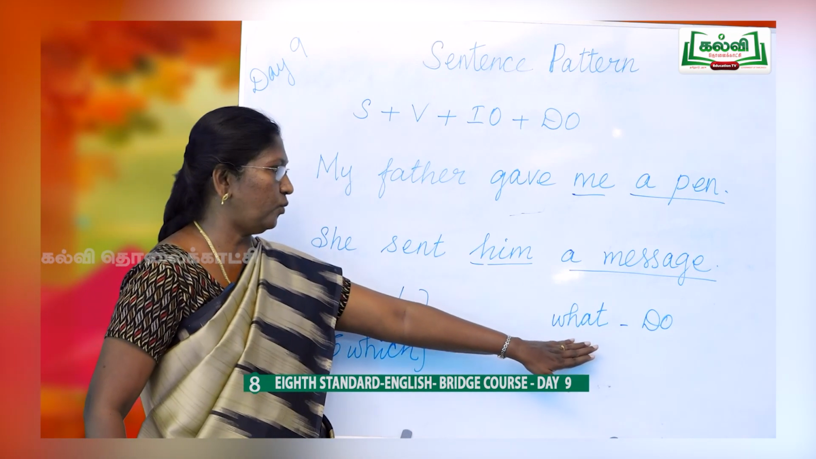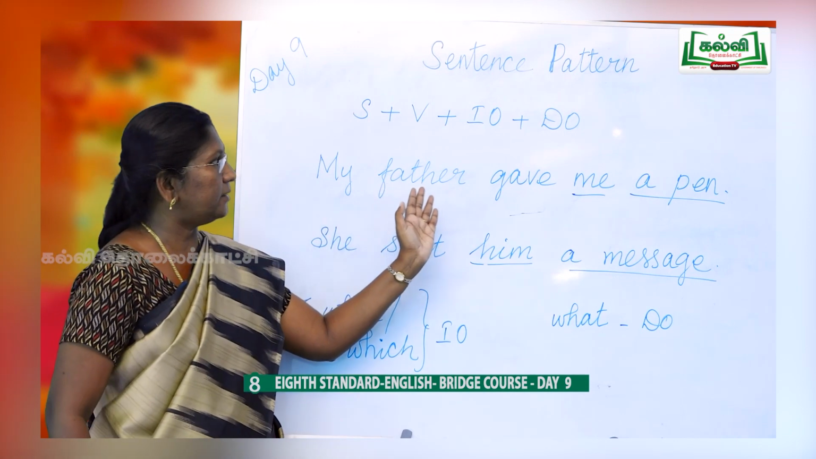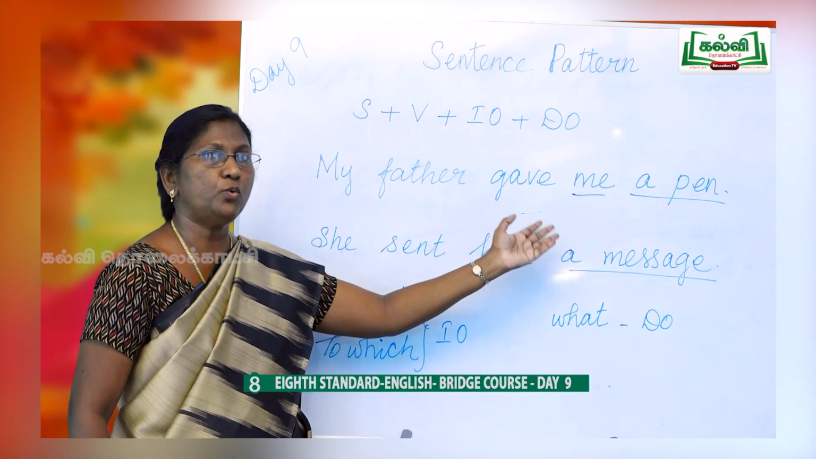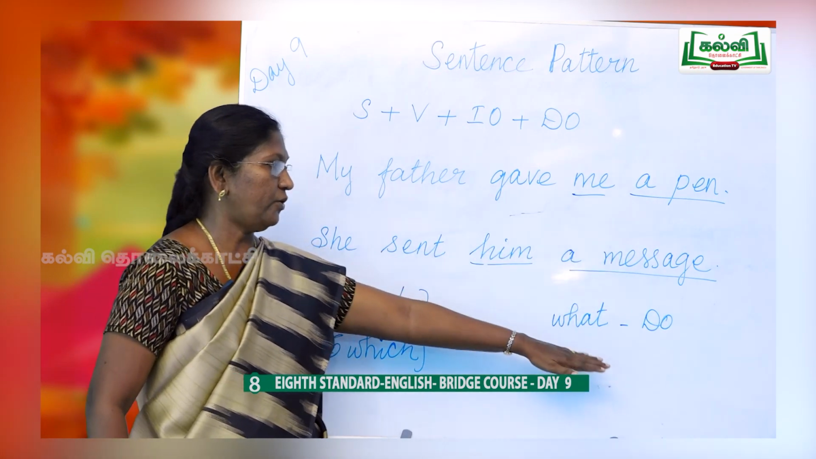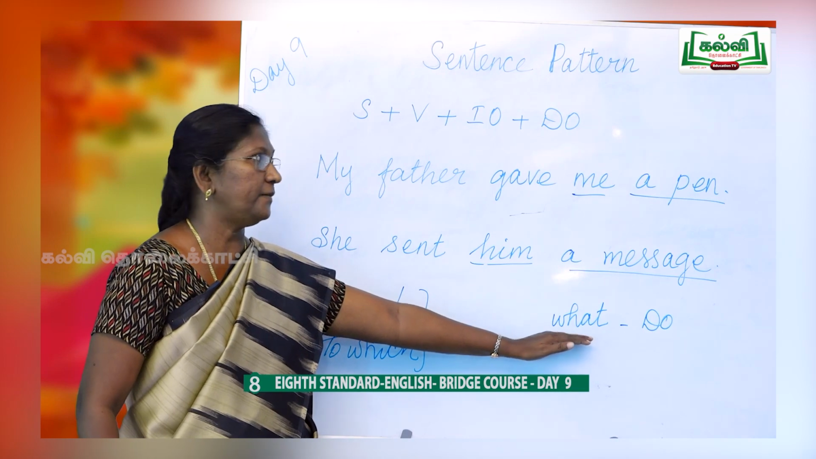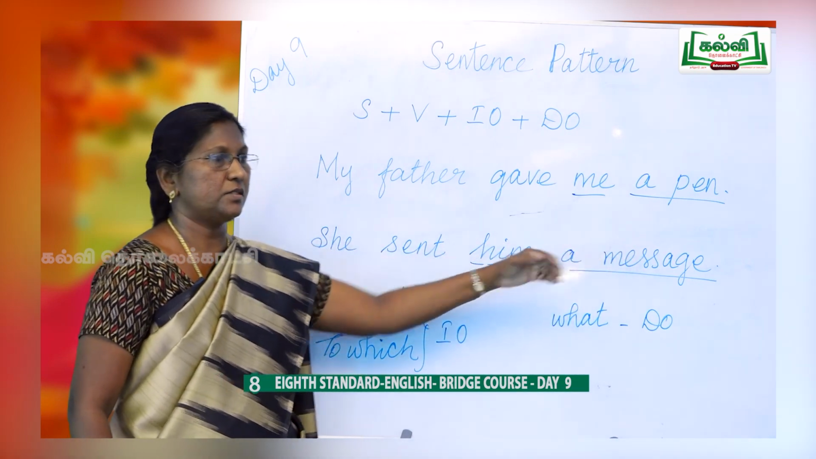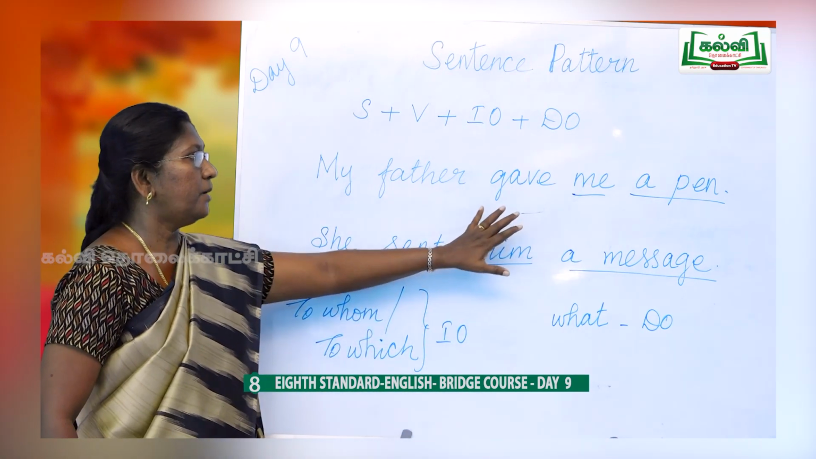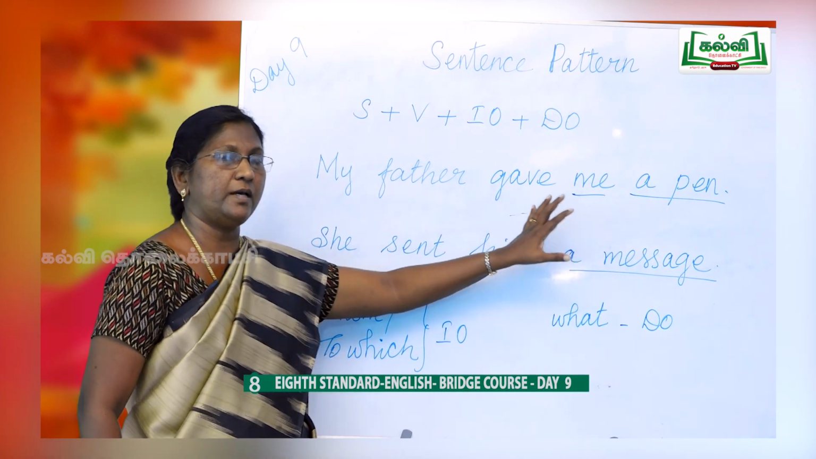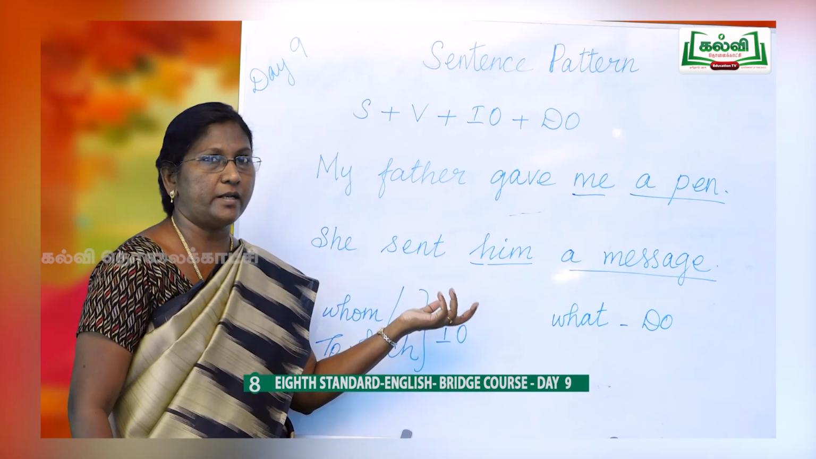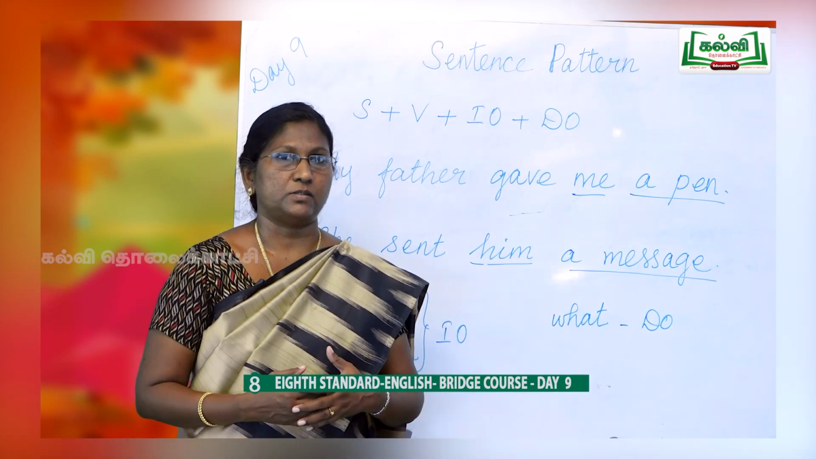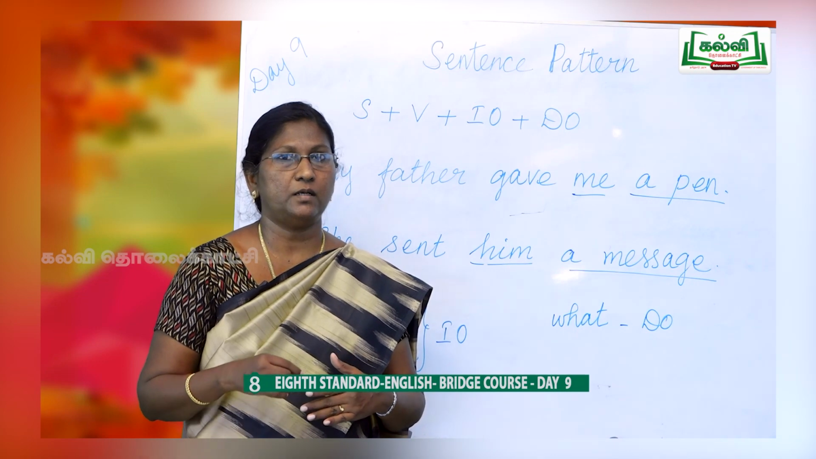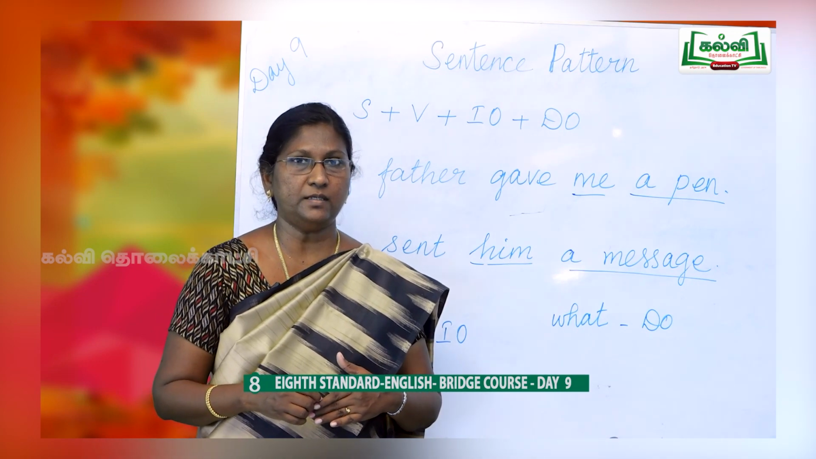So, if you ask the question what? What did the father give me? What did the father give me or give you? The answer is a pen. So when you get an answer for the what question, it is the direct object. So using this also you can identify, or just by reading and understanding, by hiding one object at a time, you can find out which is the direct object and indirect object. So now we have completed this pattern. This is subject, verb, indirect object, direct object. Okay, now we shall see the next sentence pattern.